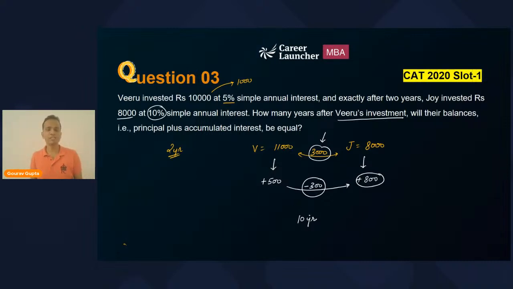So when the difference is zero, that means the amounts are equal. But the most important point, it happened 10 years after Joy started his investment. Okay, but the question is how many years after Viru's investment it will happen? So we will add 2 more years because Viru started 2 years before Joy. So we'll add 2 years to this and the final answer should be 12 years.